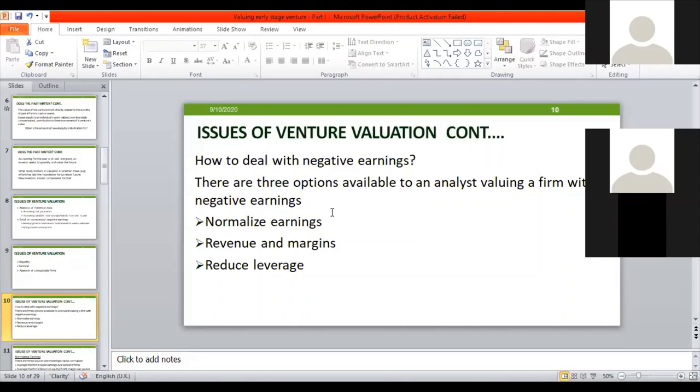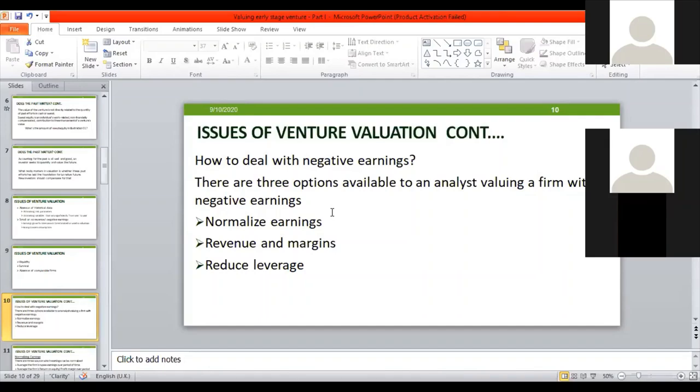Or we can normalize the earnings if the company's negative earnings are due to poor performance of the company, due to venture-specific problems also. If the venture thinks that they can overcome it quickly, then they can use this normalized earning approach. They can replace the negative value with a positive value.